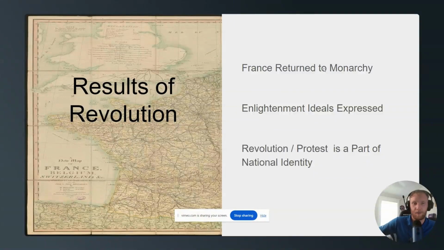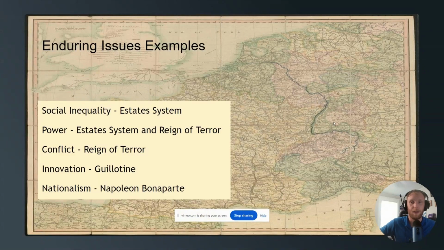And finally, revolution or protest is kind of a part of the French identity to this day. For about a year, the French were rioting in the streets because the retirement age got raised from 60 to 62, and they literally rioted in Paris for a year straight. Meanwhile, keep in mind, the retirement age in America is 65. So they do not like being walked on or used by the big government.